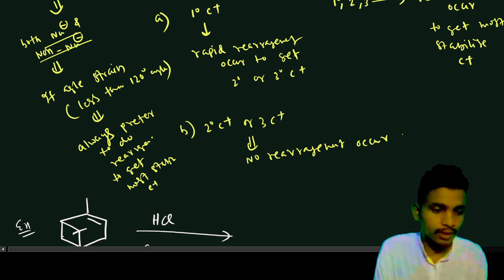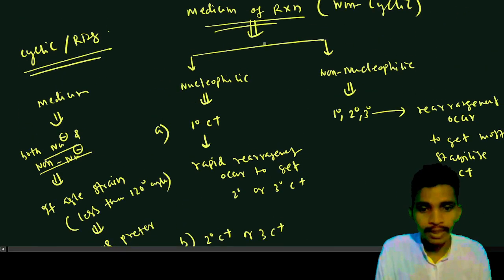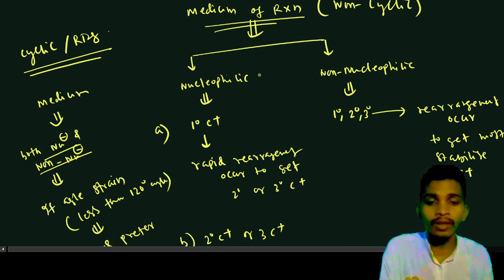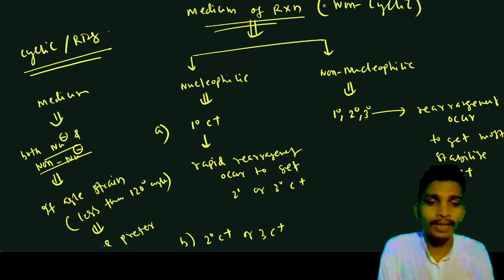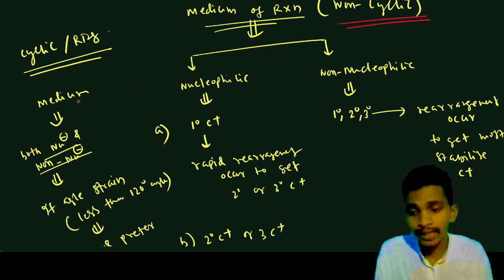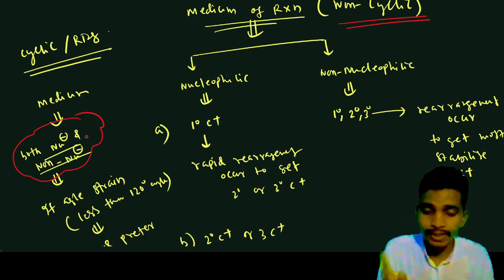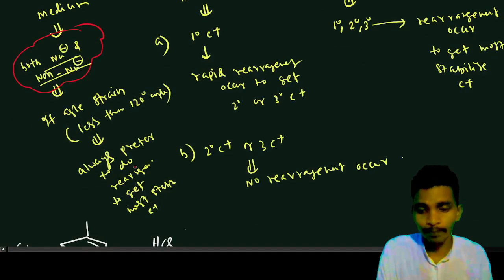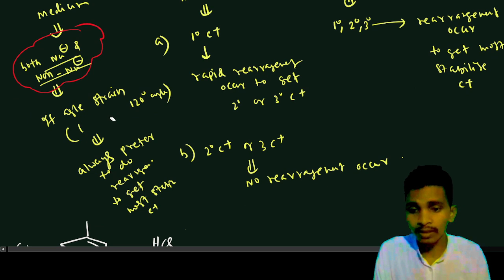So these are the concepts for cyclic and non-cyclic cases. For non-cyclic cases, we look at whether the medium is nucleophilic or non-nucleophilic. But for cyclic cases, whether nucleophilic or non-nucleophilic, if angle strain is there, rearrangement definitely happens. If angle strain is present, that is for rings with angles less than 120 degrees.